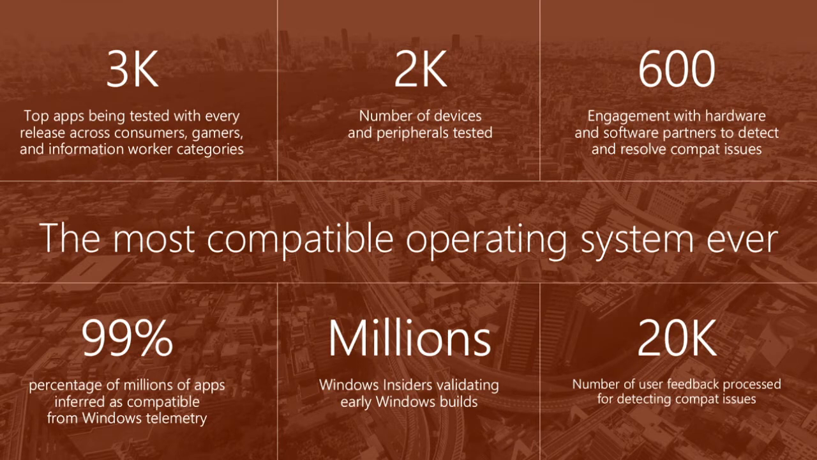What we also do is a lot of proactive testing, in this case up to around 3,000 apps that we'll test proactively during a typical 6-month software cycle where we're putting out new feature releases of Windows 10. In addition, we test around 2,000 devices and peripherals within our lab in Redmond. And as needed, we'll engage with our hardware and software partners if we run into compat issues and we need their help to resolve them, up to 600 in a typical software cycle.